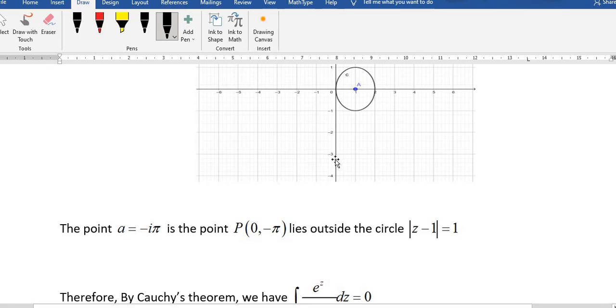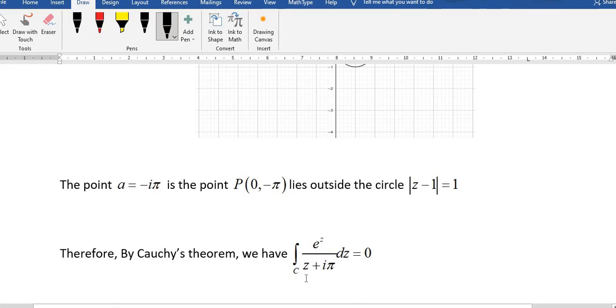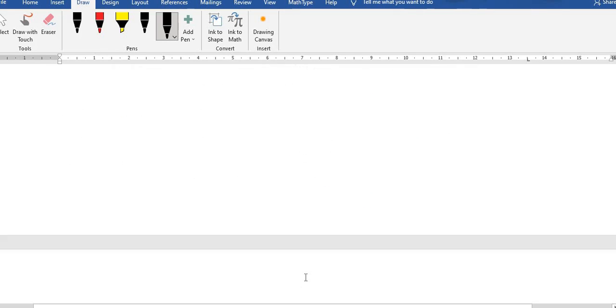Therefore, by using Cauchy's theorem, we can easily say that the integration over C of e power z by z plus i pi dz is 0 on this contour. And also you can observe this total function is analytic. That's why we can easily apply Cauchy's theorem. Next question.